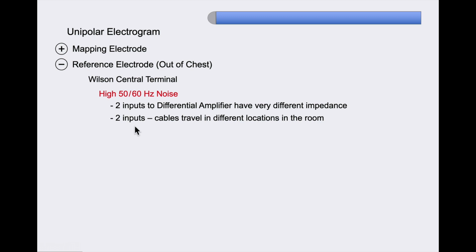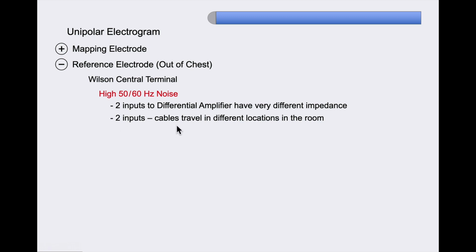The second reason, and probably more important, is that the cables for the ECG leads and the cables for the catheter electrodes travel in different locations in the room. And the room has lots of pieces of electrical equipment. Each piece of equipment generates an electromagnetic signal at 50 hertz or 60 hertz that is picked up by any cables traveling near them. Since the cables travel in different parts of the room, they see different pieces of equipment and so get different amplitudes of that noise. And so when you subtract them, they don't cancel.